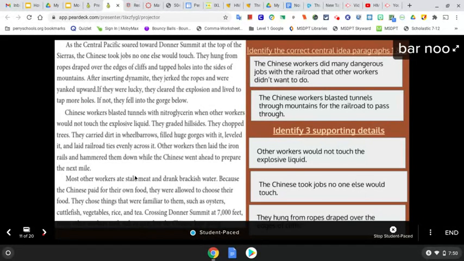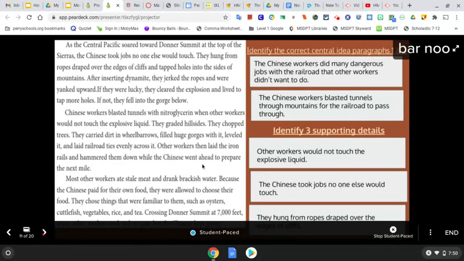Now, my third detail that I chose was they hung from ropes draped over the edges of cliffs. Now, how does that support the central idea, that Chinese workers did many dangerous jobs with the railroad that other workers didn't want to do? Well, because that's one of those dangerous jobs. I could have said that they blasted the tunnels with nitroglycerin. Okay, that's a dangerous job. They graded hillsides. That means they climbed. Okay, that's a dangerous job.